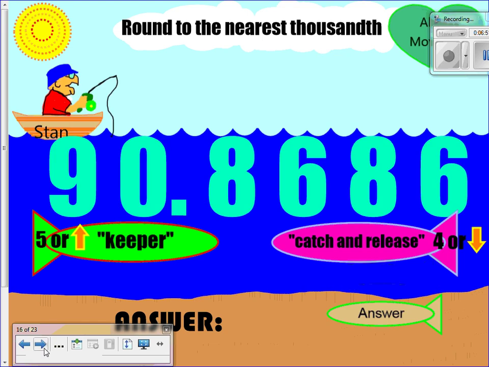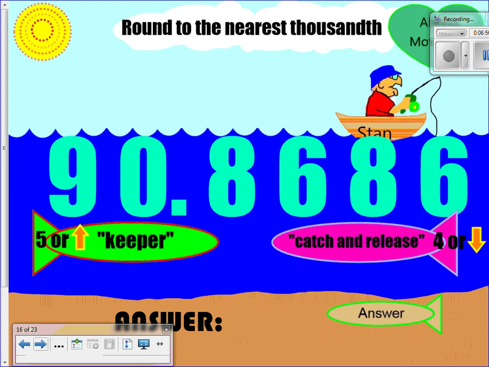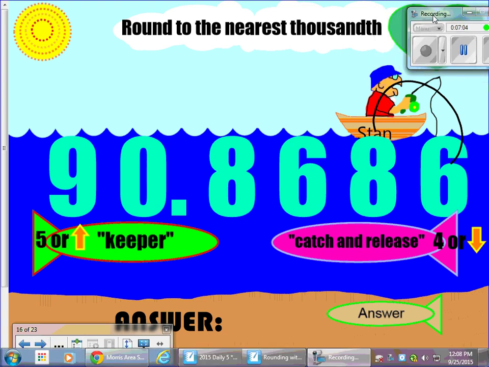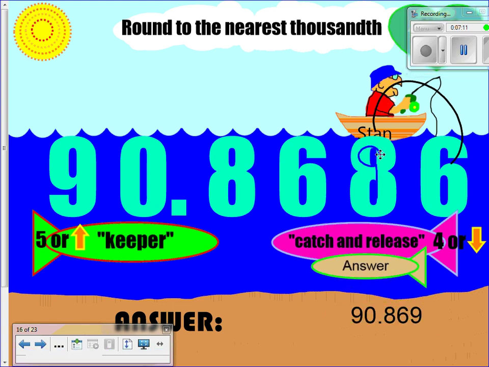Nearest thousandths: tenths, hundredths, thousandths. Okay, look to the right, the 6, it's a keeper. Go ahead and add to this boat. Okay, so we're going to add it there, so this becomes a 9. It's pretty tough to see, but it would be 90.869. It would be 90 and 869 thousandths.